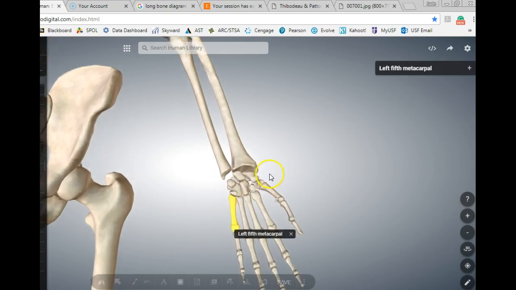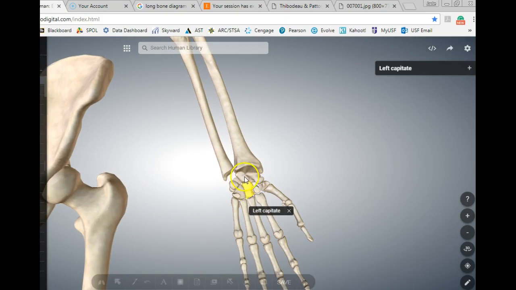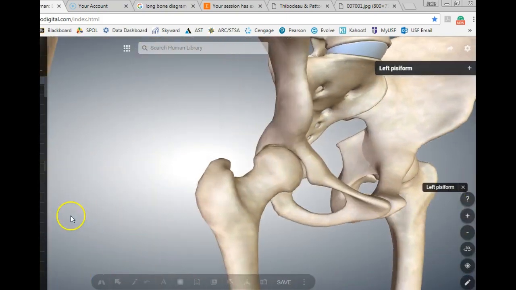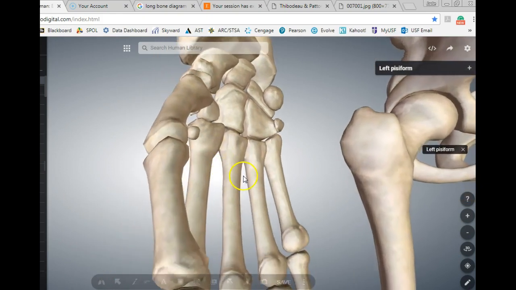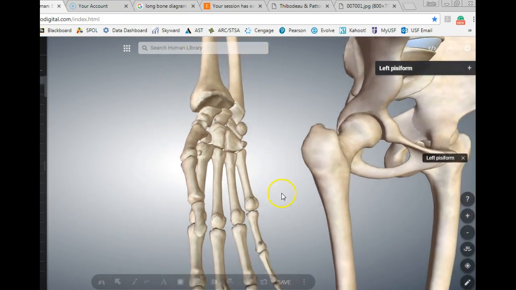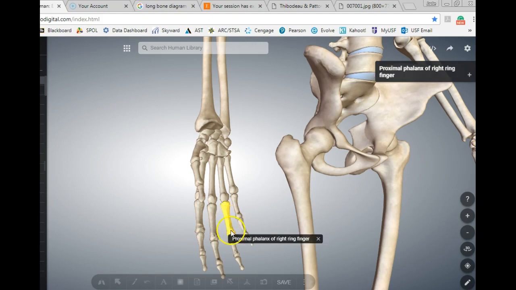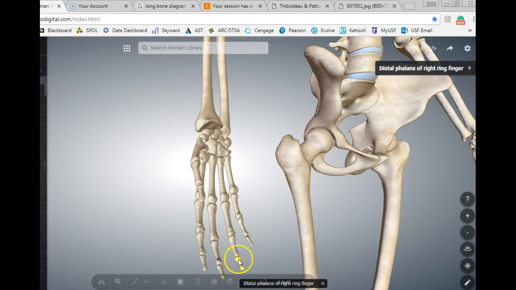Now there are specific names for each of these bones. For our purposes, just know them as the carpals. Okay. You'll see the same on this side. So we have our carpals, metacarpals, and then the phalanges here. Proximal, middle, and then distal phalanges.